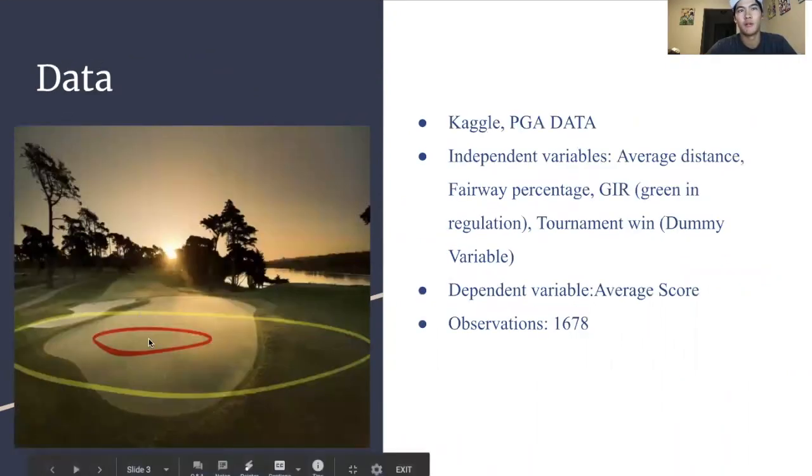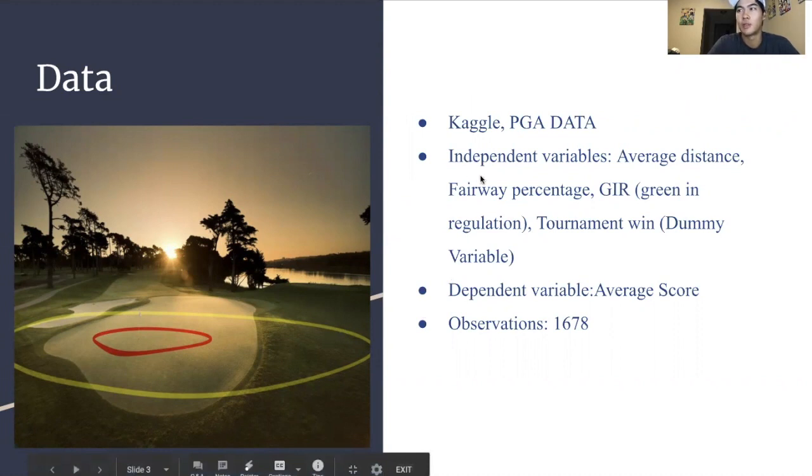So we got our data from PGA, which was originally from the PGA Tour website, and the data is for the PGA Tour in the 2018 season, which includes all our variables.